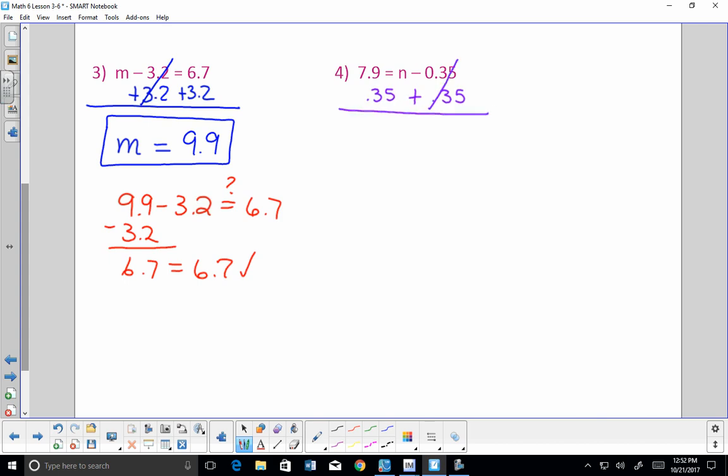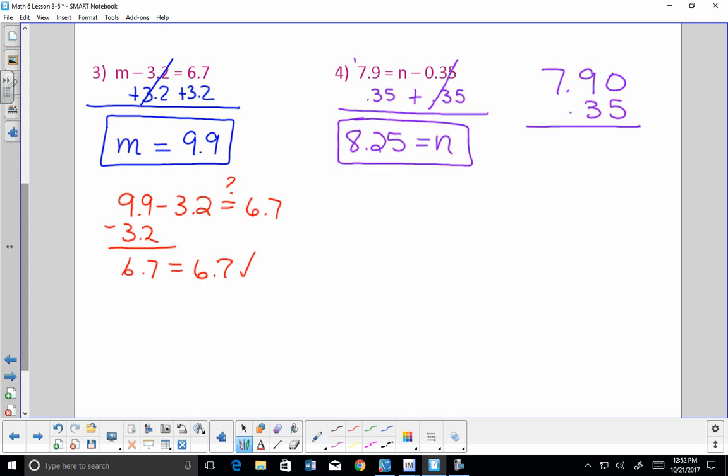If you can't fit it neatly over there, do it over here so you can make sure that you line up your decimal points nice and neat. Otherwise, you could make some really bad math mistakes, and you don't want that to happen. Okay, 9 and 3 is 12, carry my 1, 7 and 1 is 8, so 8.25 equals n. If you have to make things bigger so that you can actually see them, I highly suggest that. It's a good idea to be neat. Neatness counts in mathematics, and it is kind of important.